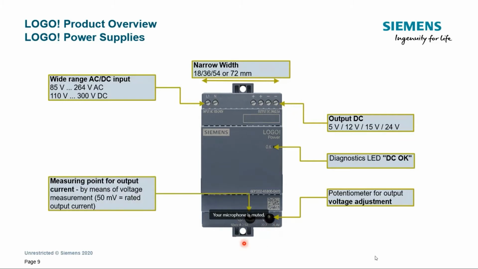Then an interesting thing, which is relatively new, is that we can measure the output current which the power supply is supplying the loads by measuring the millivolt reading on this terminal over here. So this is a very nice feature that will allow you to know exactly when your system is up and running how much exactly I am consuming. Am I close to the rated value of the power supply?